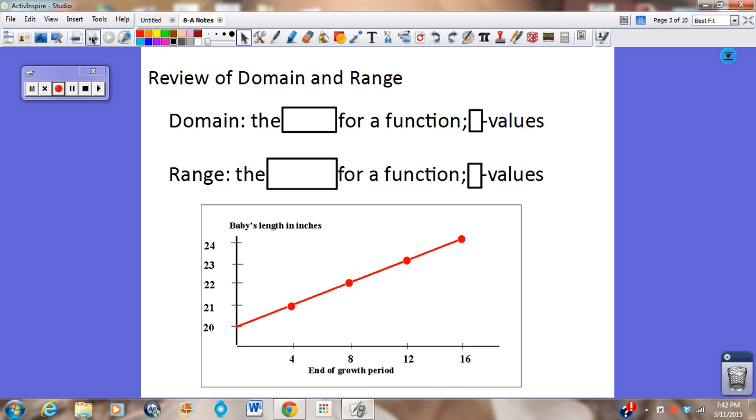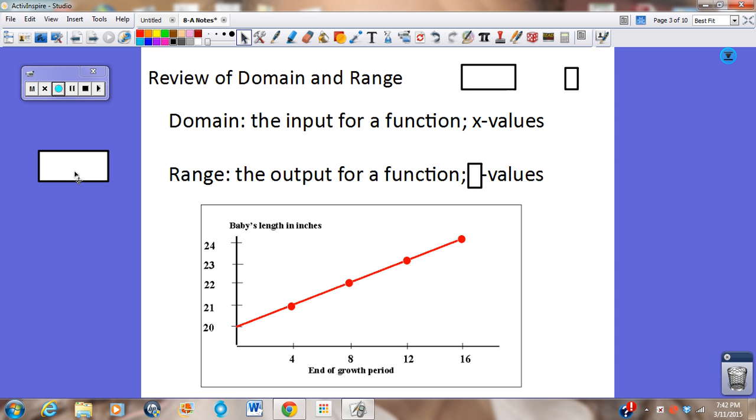So next slide. Okay, so basically this is reviewing domain and range. If you remember from middle school, Algebra 1 previously, domain is defined as the input of a function or your x values. You remember that whole input-output table machine thing. That's what this is about. So domain is what goes in. By that reasoning, range is the output or what comes out. And so it's the output for your function, and it is your y values. And so what you see is a graph. So the end of your growth period would be domain, and your baby's length in inches would be your range. Okay?